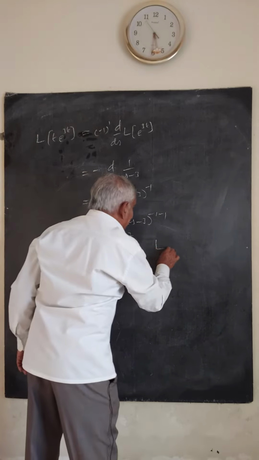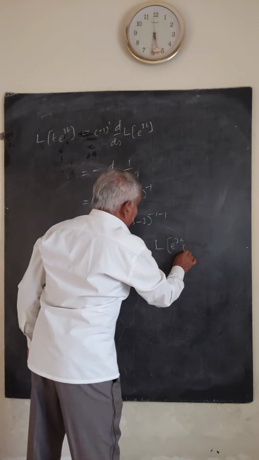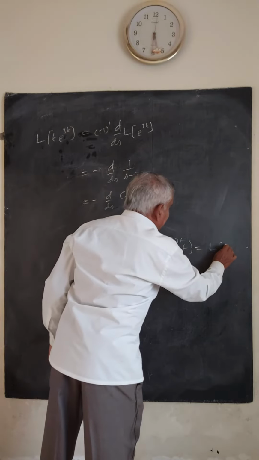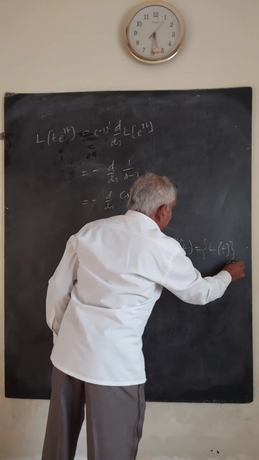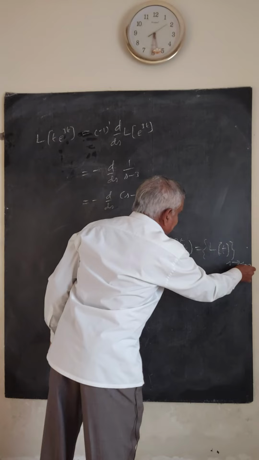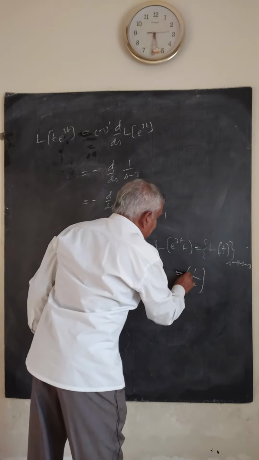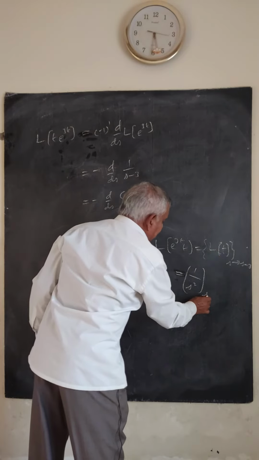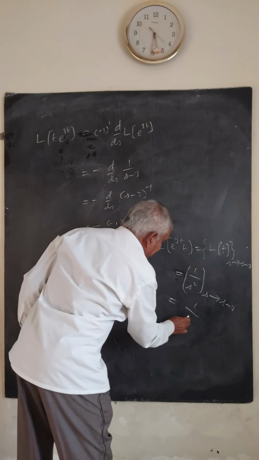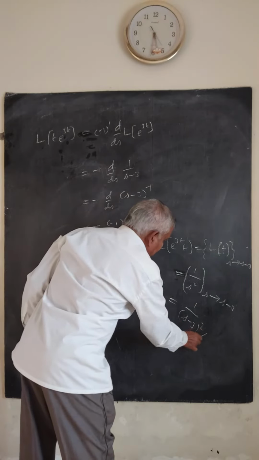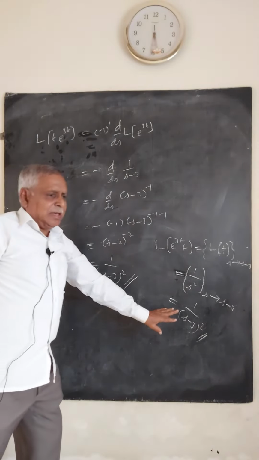We have seen the same sum by using the shifting property initially. L of t with s changed into s minus 3, we have seen already, equals 1 by s square. L of t is t power 1, so 1 by s square, and s tends to s minus 3, equals 1 by s minus 3 whole square. The same answer comes. The formula application is different, but the answer is the same.